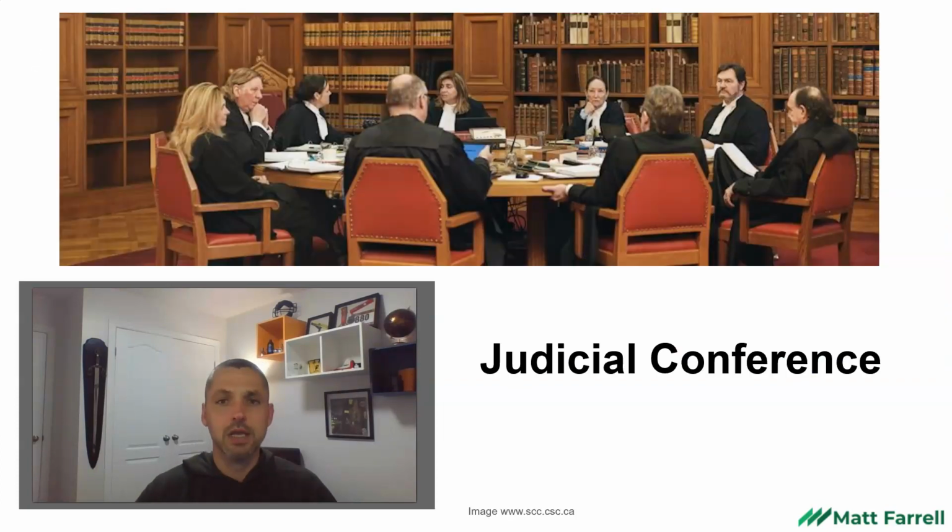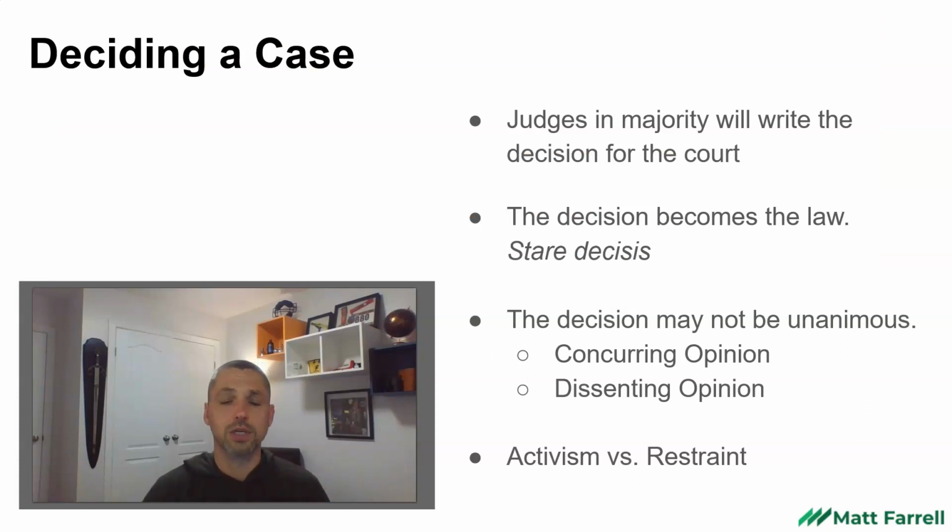After oral arguments, the judges all retreat to the Judicial Conference Chamber. And here's where the Chief Justice will go around the table and ask the judges where they are leaning. Are they going to strike the law down, or are they going to uphold it? And the judges will each offer their opinions on how that's going to happen. And then the Chief Justice will assign one of the judges to write an opinion for the court.